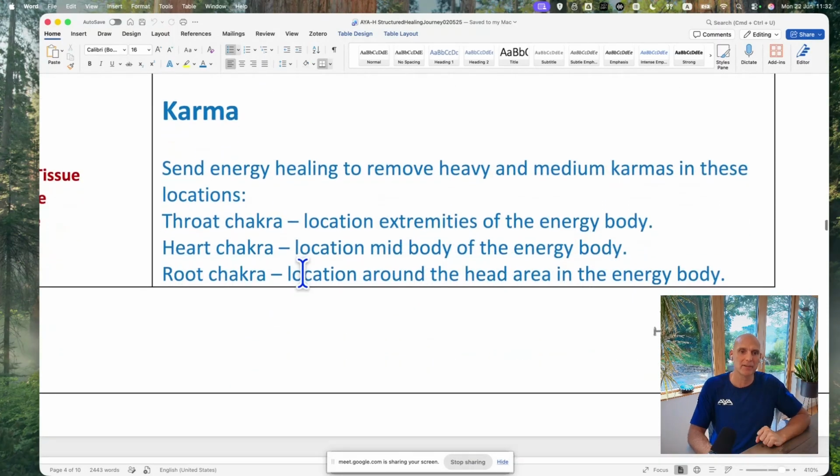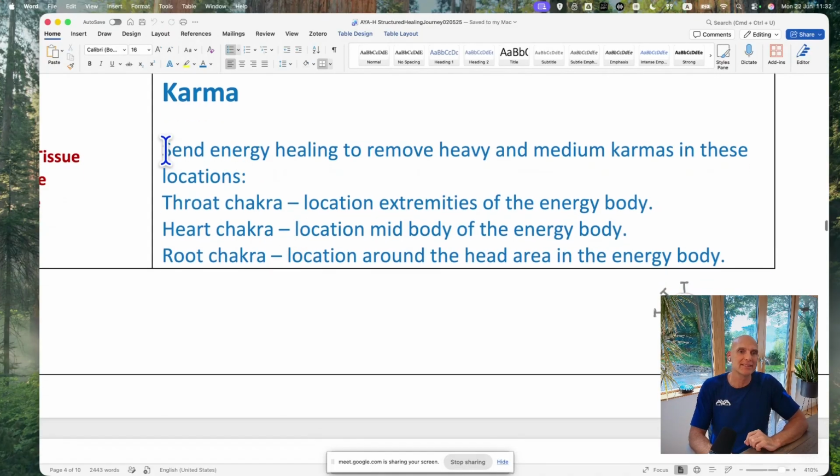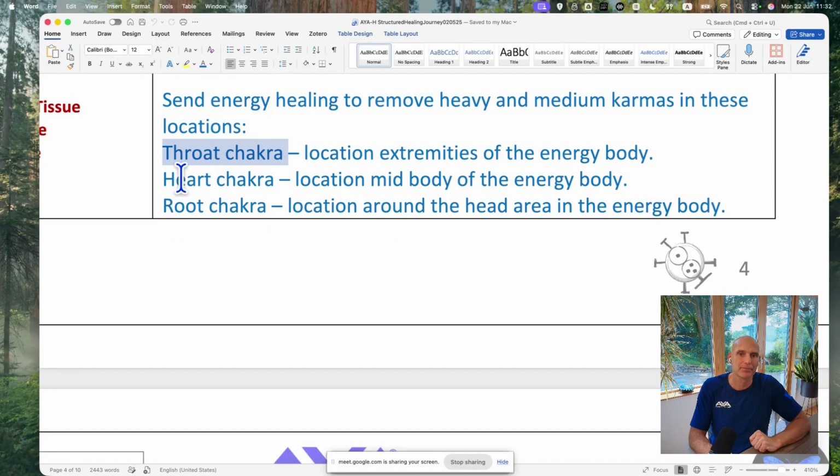So starting with karma. And by the way, has anyone got any questions so far? So karma. We want to send energy healing to remove heavy and medium karmas in these locations. Throat chakra, and there's the location, extremities of the energy body. Heart chakra, and the location is the mid body.